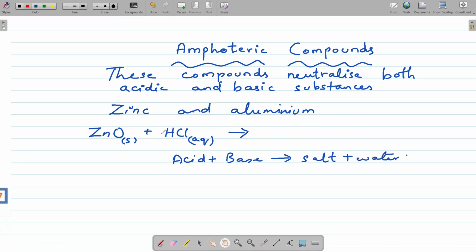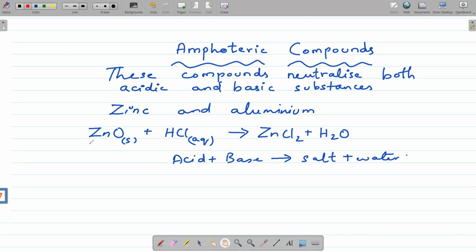So here you have this compound, zinc oxide, reacting with HCl. It acts like a base and it's going to give us salt and water. Let's take out water first. What is the kind of salt that is going to be made? H and O are gone, so it should be zinc chloride. Make sure to balance the equation. It should never be unbalanced.